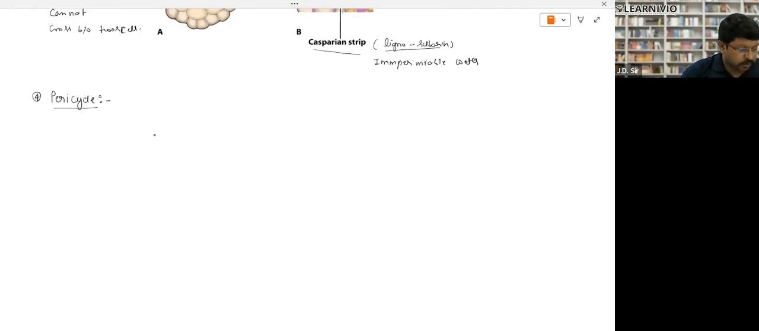Start noting now. It is the outer boundary of vascular strand.